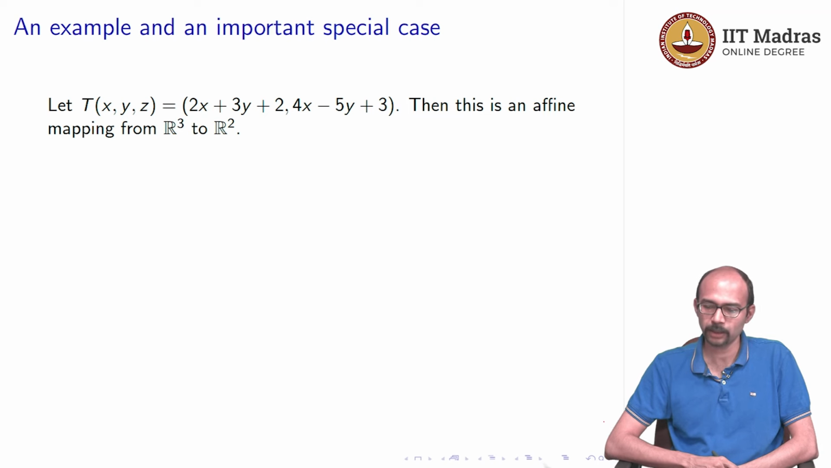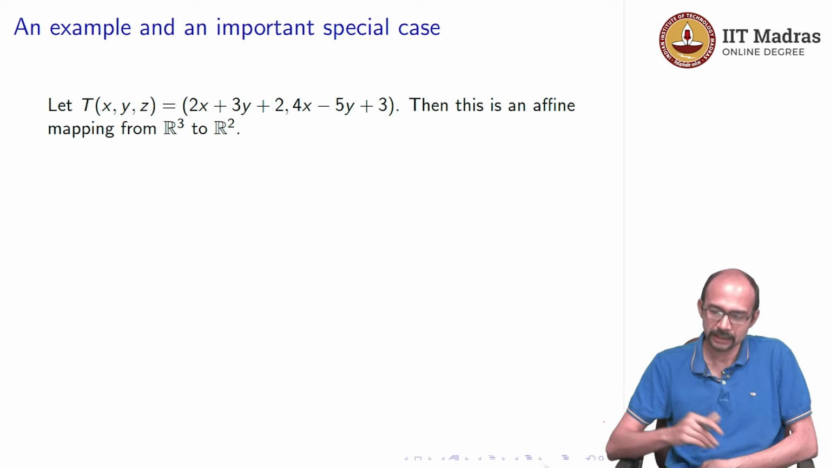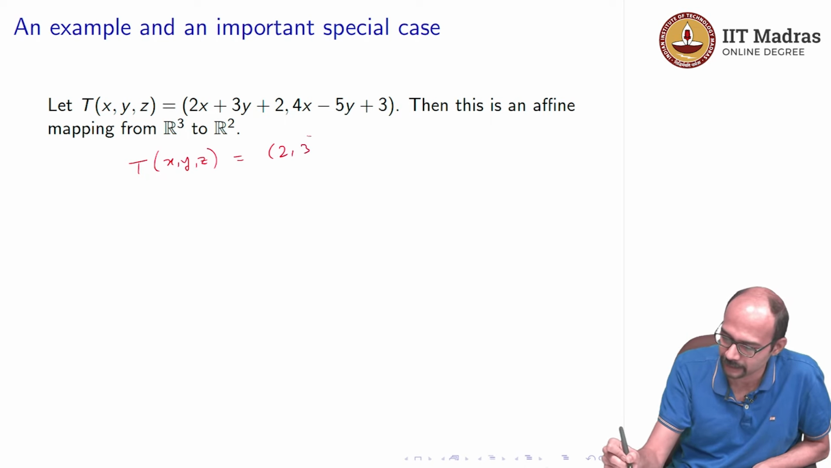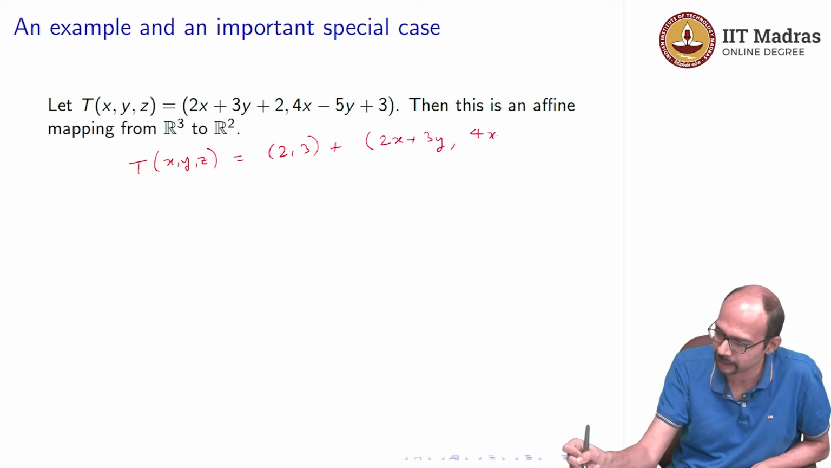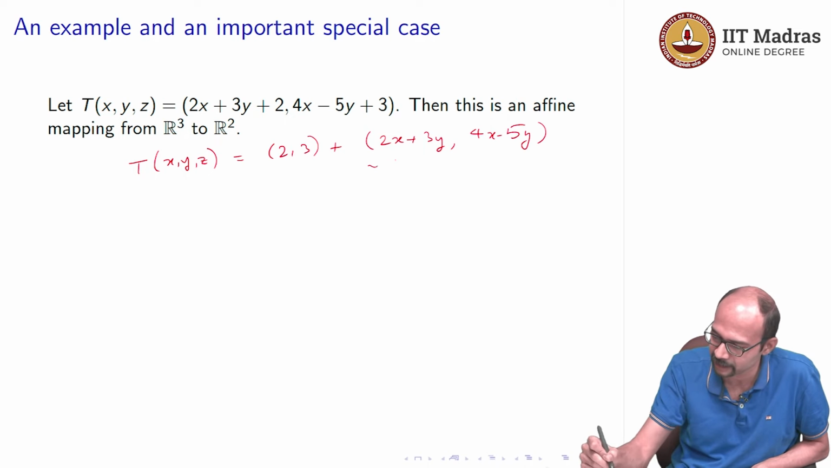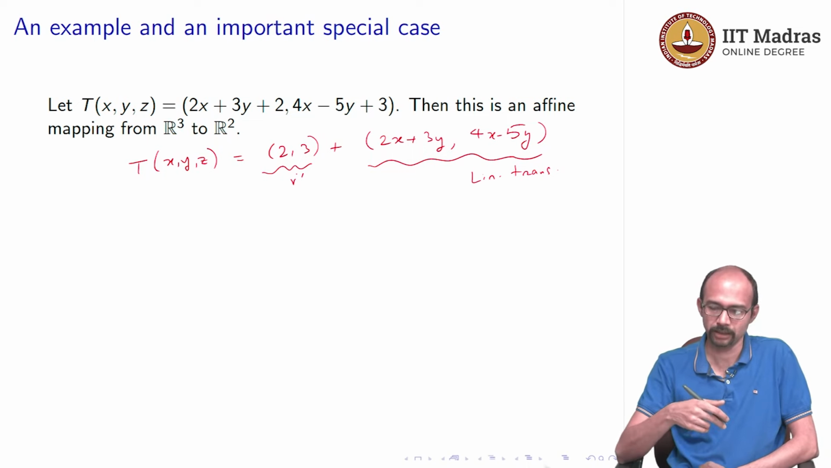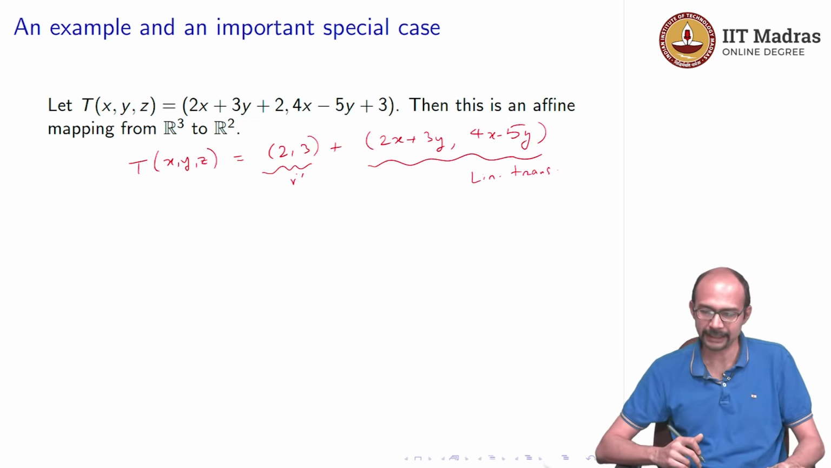And how do I know it is an affine transformation? The reason I know it is an affine transformation is because I can write this as t of x y z is equal to 2 comma 3 plus 2x plus 3y comma 4x minus 5y, and this is indeed a linear transformation. This is a linear transformation, and this is your vector v prime. Okay, this is what the second line in that slide, the previous slide said.